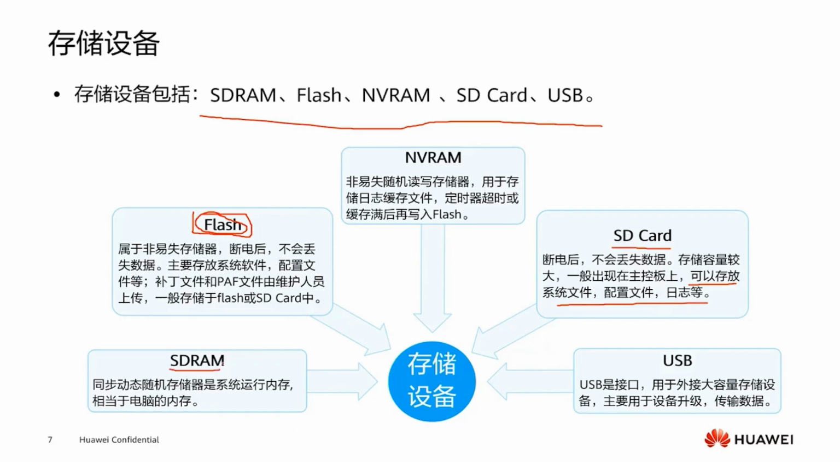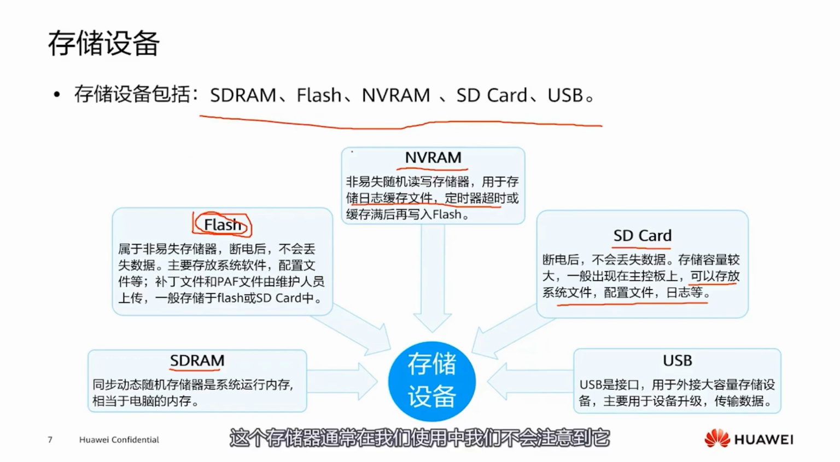And what is NVRAM? It's non-volatile random access memory. This is also our storage, but it's different from RAM. It's used for storing our log cache files. Only when the timer times out or the cache is full do we write logs to flash.